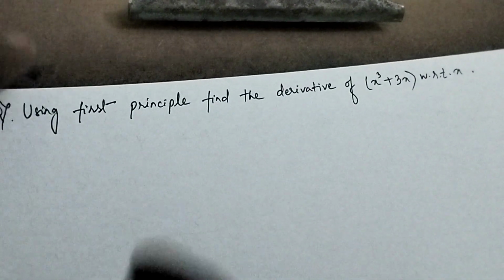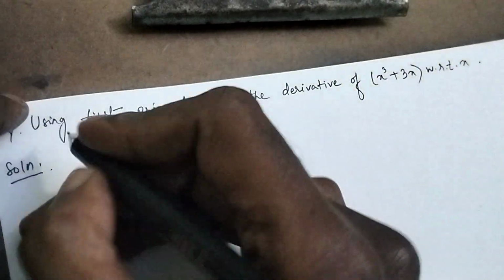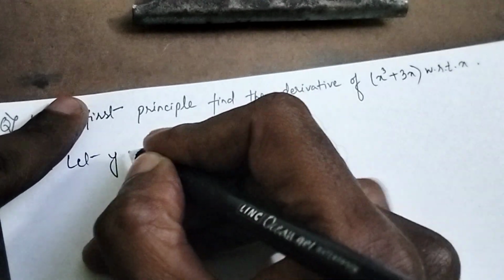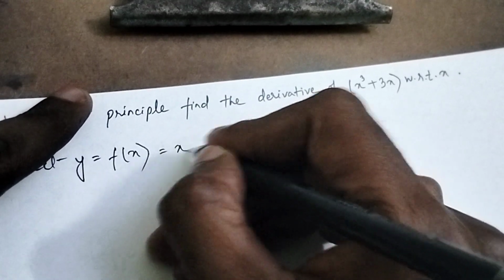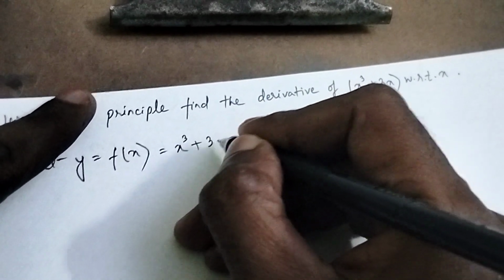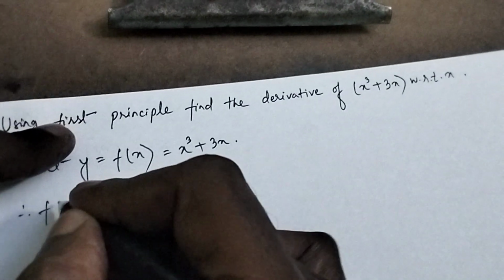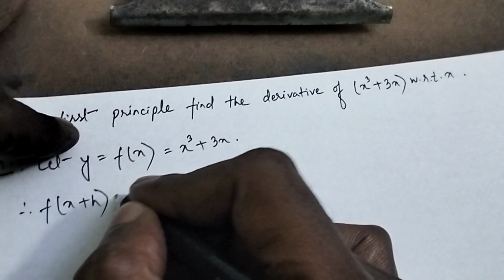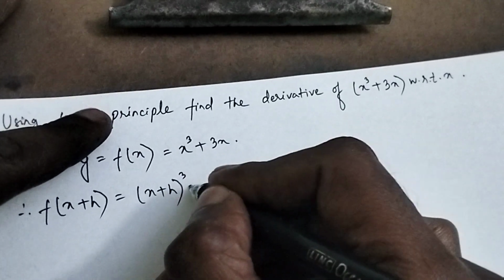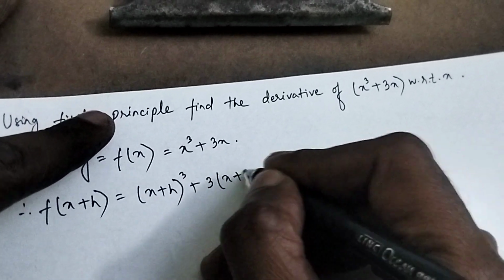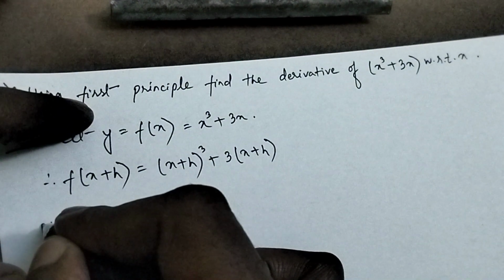So I am starting the solution. Watch it. Let y is equal to f of x is equal to x cube plus 3x. So therefore f of x plus h will be x plus h whole cube plus 3 into x plus h.